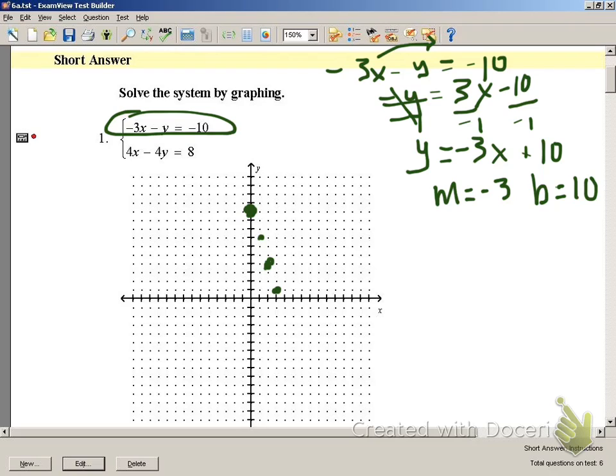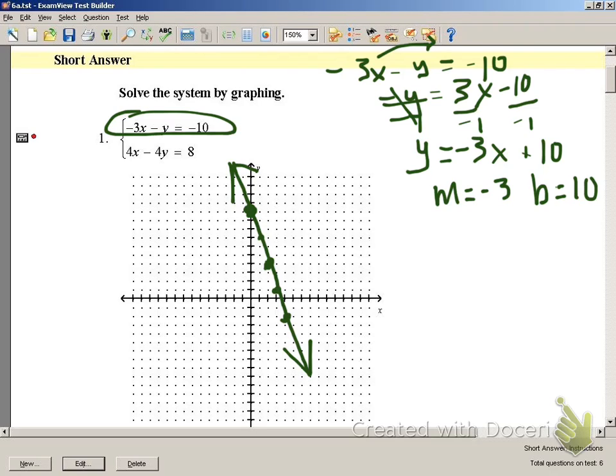There's several points. You only have to have the one. I just wanted to keep doing that until you'd see where it would cross the x-axis. So I draw a line through it the best way you can. So there's the equation of the first line.